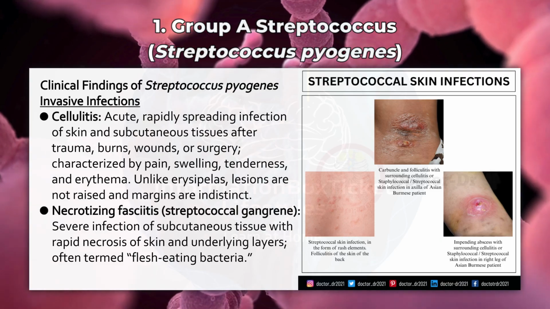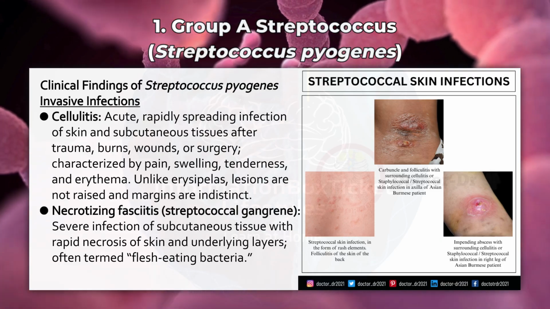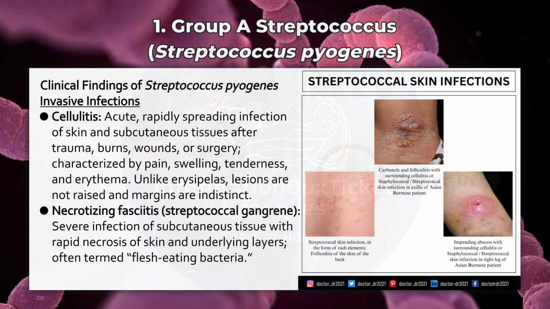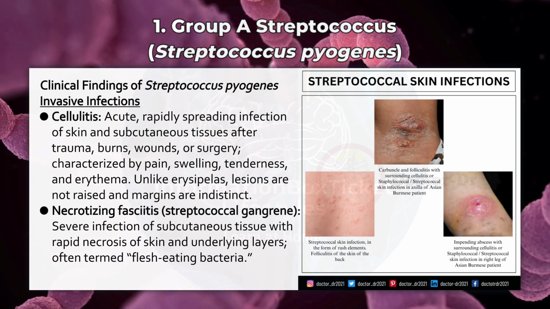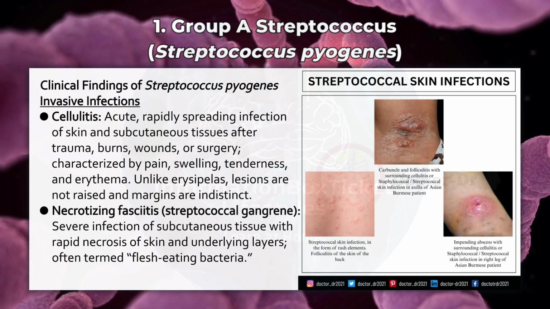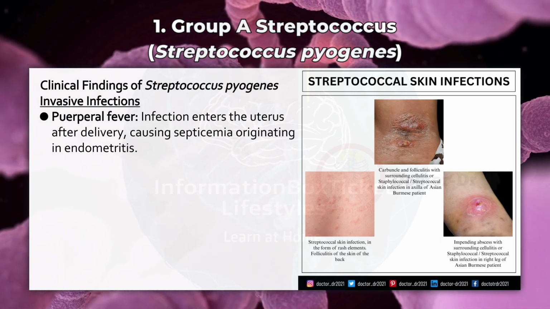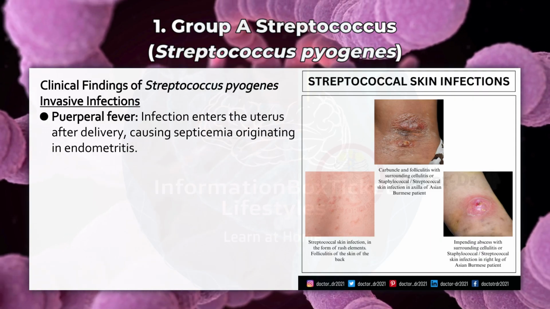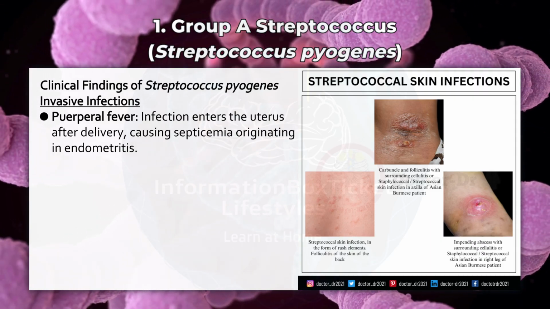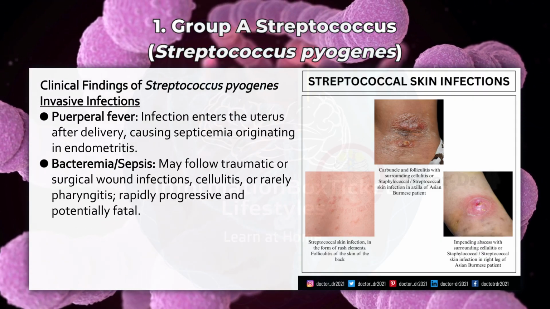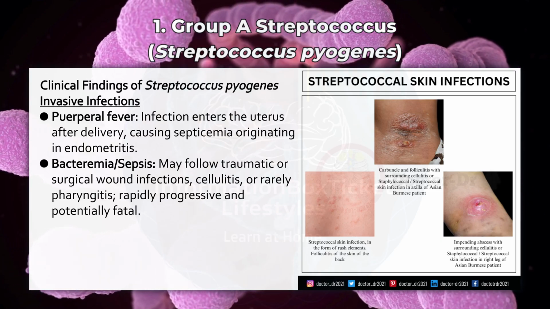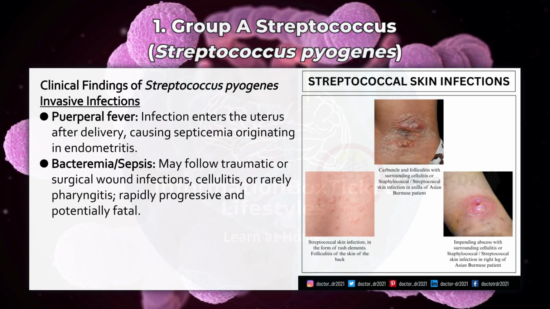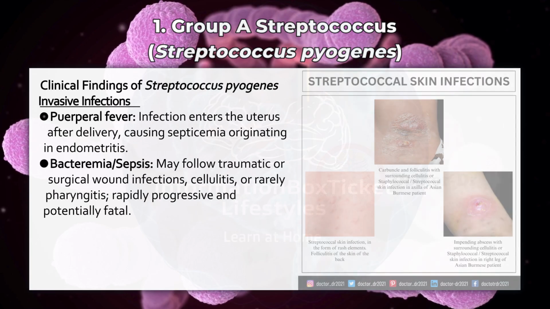Necrotizing fasciitis, streptococcal gangrene, severe infection of subcutaneous tissue with rapid necrosis of skin and underlying layers, often termed flesh-eating bacteria. Puerperal fever, infection enters the uterus after delivery, causing septicemia originating in endometritis. Bacteremia, sepsis, may follow traumatic or surgical wound infections, cellulitis, or rarely pharyngitis, rapidly progressive and potentially fatal.